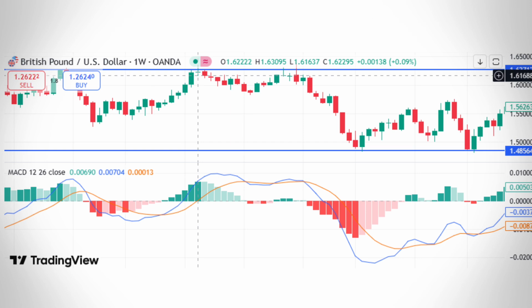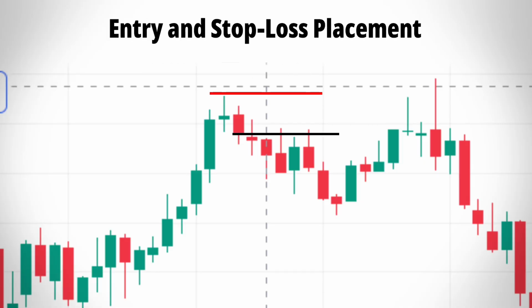After confirming a bearish reversal, the next thing you want to do is to enter a trade, hoping that you make profit. To enter a trade, you want to place your stop loss above the high of the second candlestick in the pattern to ensure protection in case the market moves against your favor.